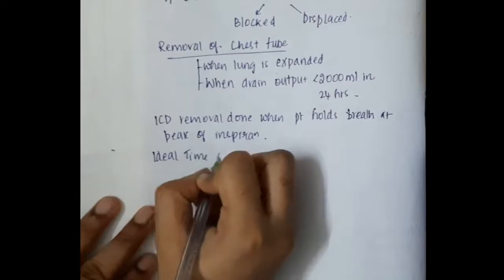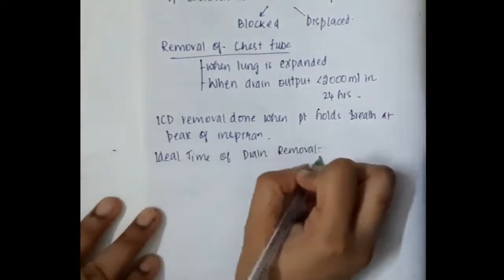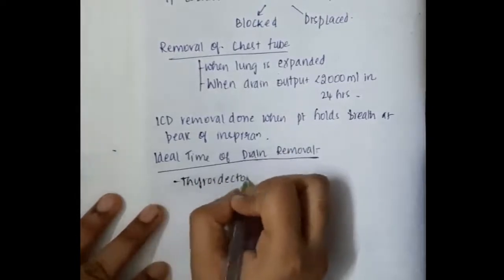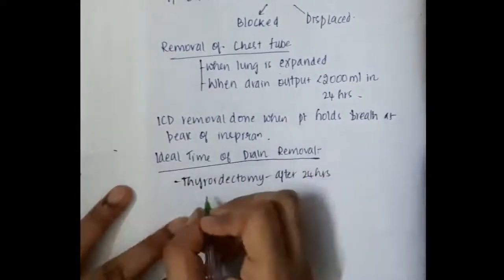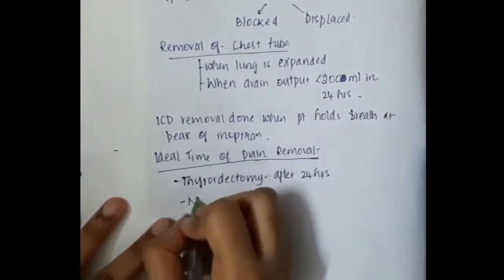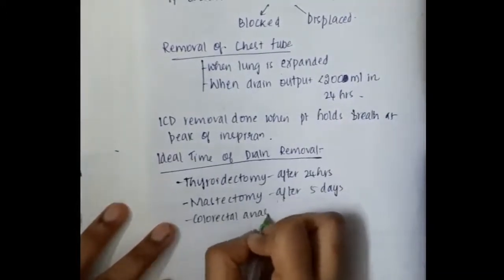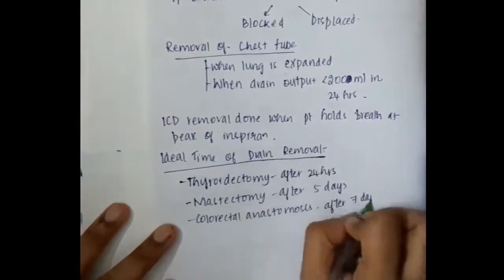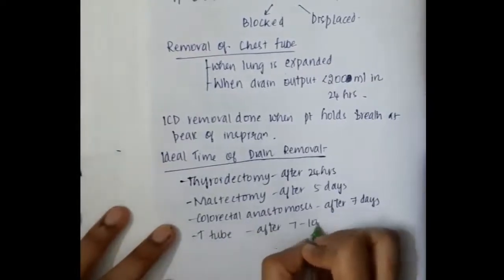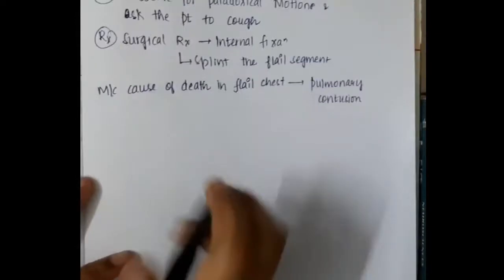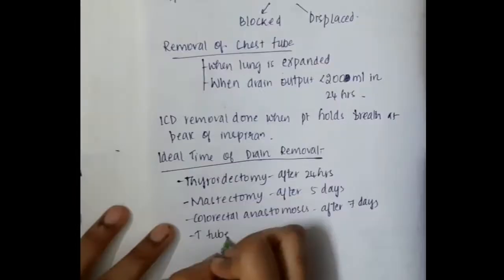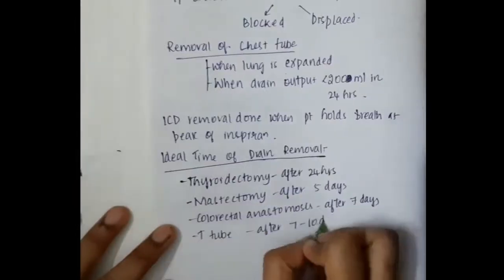Then the ideal time of drain removal includes: 1, in thyroidectomy, you will have to remove it after 24 hours. In mastectomy, you will remove it after 5 days. In colorectal anastomosis, the drain is removed after 7 days. In T-tube fixation, we will remove the drain after 7 to 10 days.